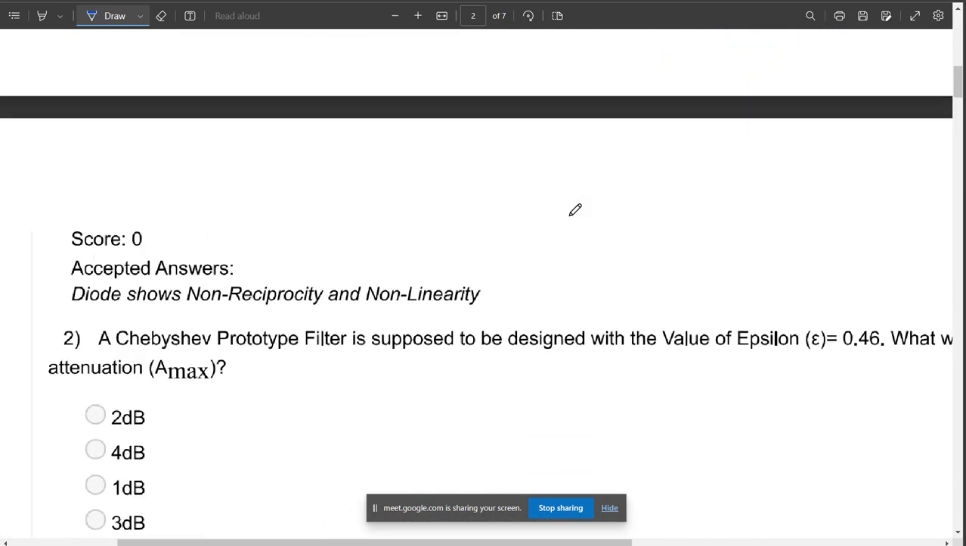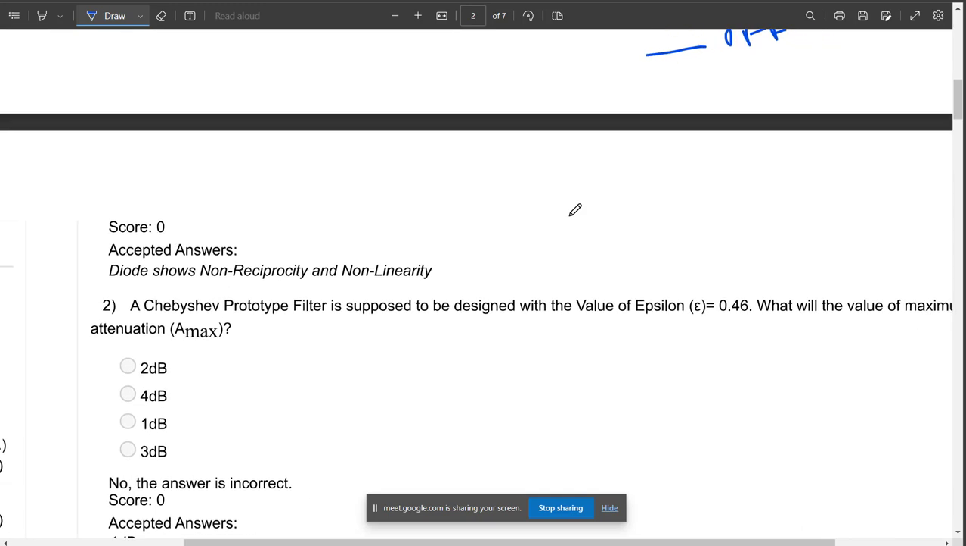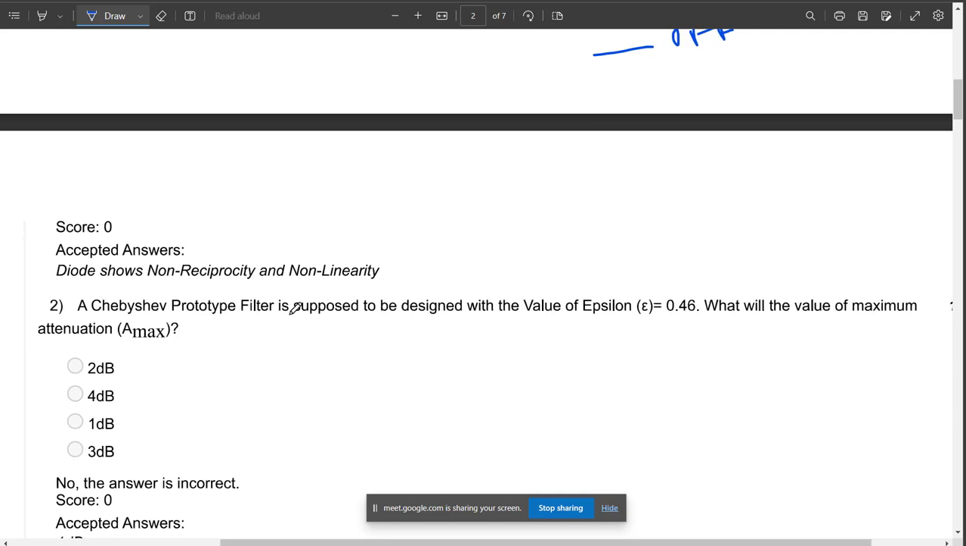Let's go and try to find the correct answer for the second one. A Chebyshev prototype filter is supposed to be designed with a value of epsilon equal to 0.46. What will be the value of maximum attenuation? Here in the question, the epsilon value is given to you.